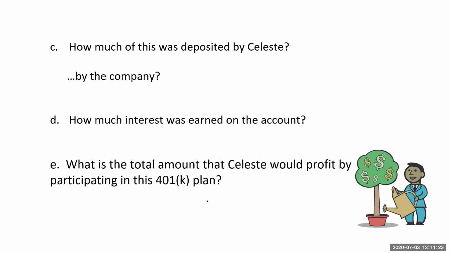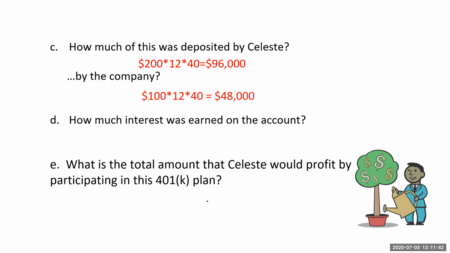Now, how much of this was deposited by Celeste? So 200 by 12 by 40, 96,000. And how about her company? Her company contributes 50% every month. So that will be 100 by 12 by 40, and the company contributes 48,000. How much interest was earned?